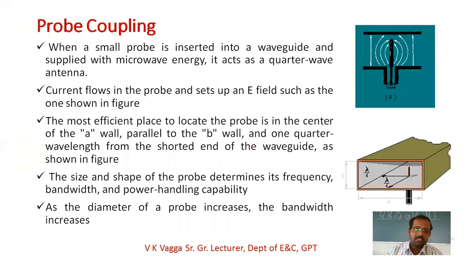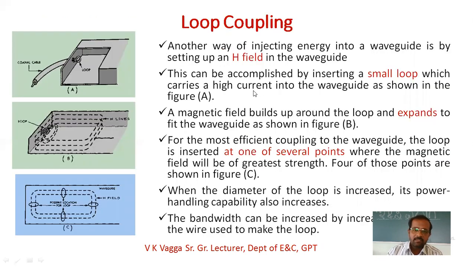And in the previous probe coupling, you can see it is set up by the E field. It is the electric energy. And this is the magnetic energy. The magnetic field is going to be established here. And it can be accomplished by inserting a small loop, which carries a high current, into the waveguide. A magnetic field is going to build up around the loop and expand to fill the waveguide, as shown in figure B.